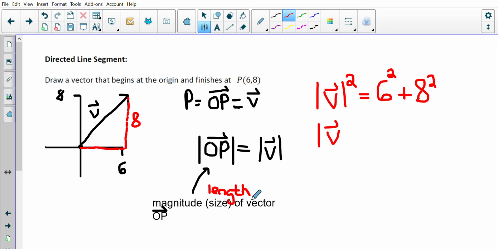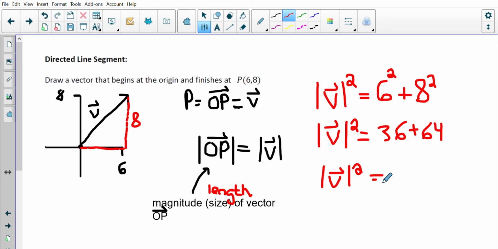Of our vector. Again, V squared is equal to 6 squared, which is 36, plus 8 squared, which is 64. Add those two together, I get 100. Then, of course, I would take the square root of both sides, and so in this case, the length of vector V is 10. All right, so if you're talking about the vector, it's vector V, but if you're just talking about the length of it, then you have the absolute value bars around that vector V.